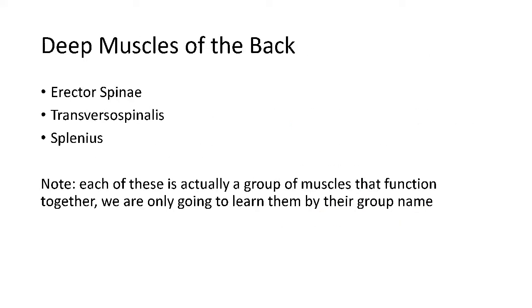Let's talk about the deep muscles of the back. The deep muscles of the back, there are three of them. There are erector spinae, which name actually means it holds the spine erect, transversospinalis, which is in the transverse spine, and splenius. Each of these is actually a group of muscles that function together. We're going to learn them by their group name. We're not going to worry about the individual pieces of these muscles. So we're going to learn the groups.